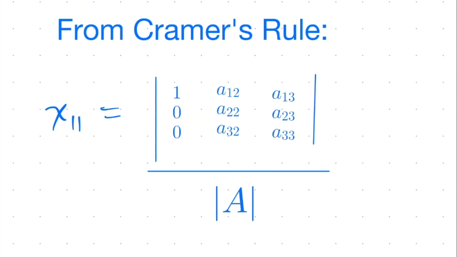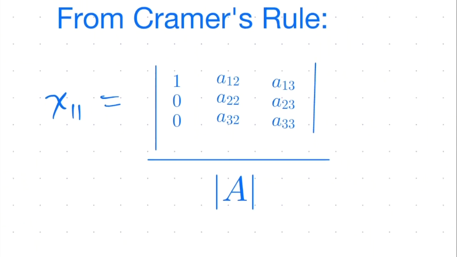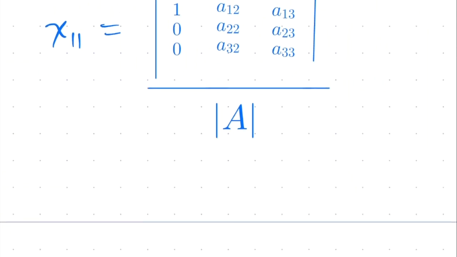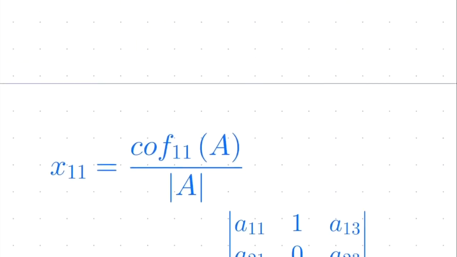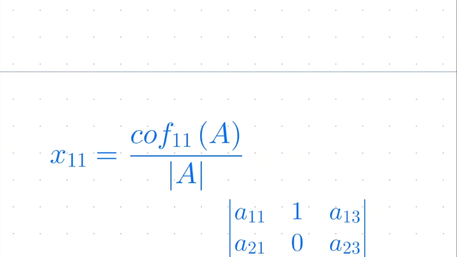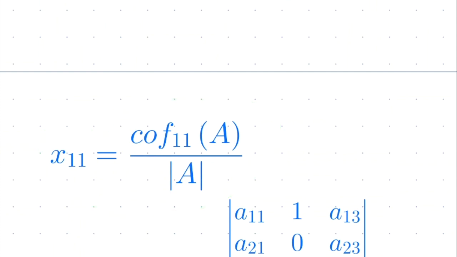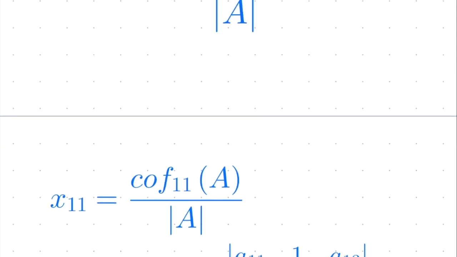Now, we're interested in writing this a little bit more simply. If you think about this, with the 1 here in the position 1,1, and zeros everywhere else in that column, when you compute that determinant, you're actually getting what we called the cofactor with subscript 1,1 of A, and then we're dividing that by the determinant of cap A. So that's x sub 1,1. This is what Cramer's rule would yield.